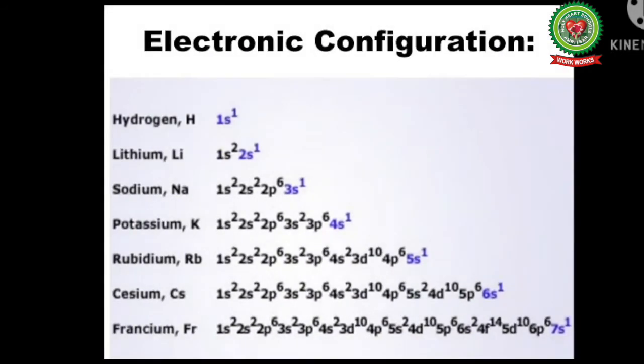Now I'll be taking the electronic configuration of the elements in group 1. First is hydrogen. We know the atomic number of hydrogen is 1, so the electronic configuration is 1s1. Atomic number of lithium is 3, so the electronic configuration is 1s2, 2s1. Atomic number of sodium is 11, so the electronic configuration is 1s2, 2s2, 2p6 and 3s1. Potassium atomic number is 19, so the electronic configuration is 1s2, 2s2, 2p6, 3s2, 3p6, 4s1.